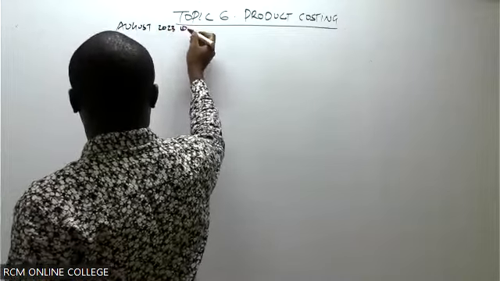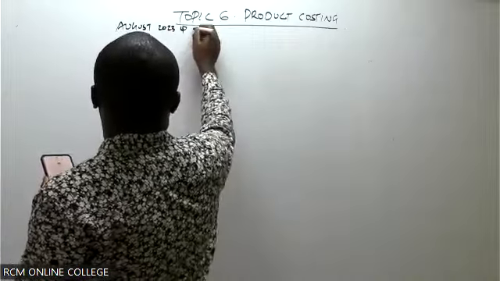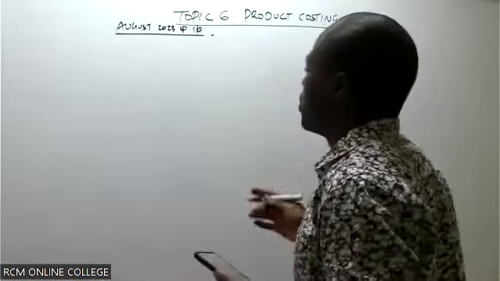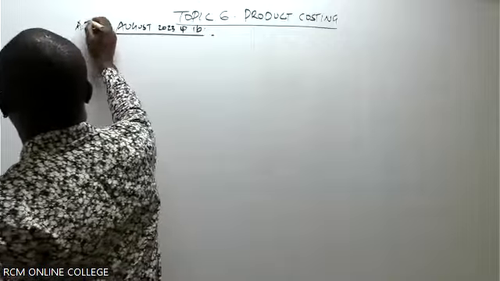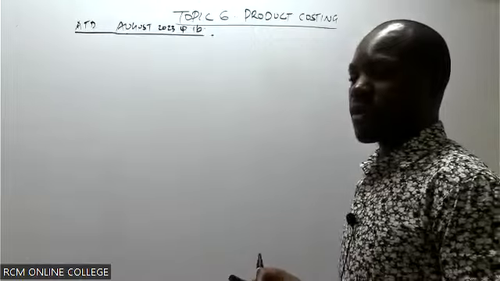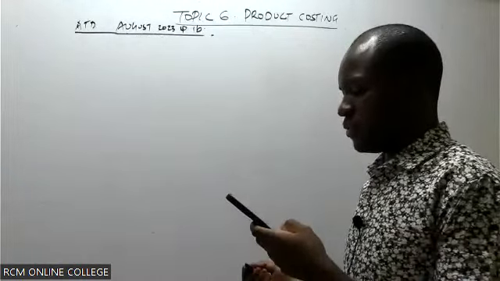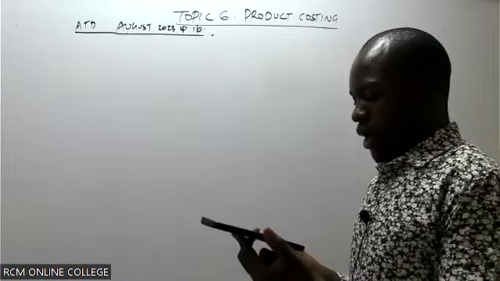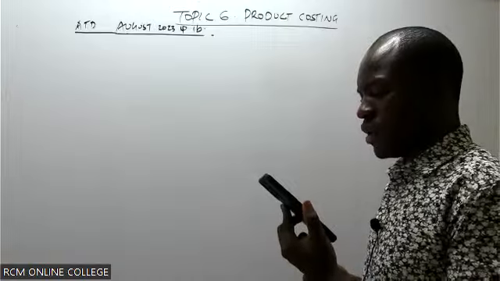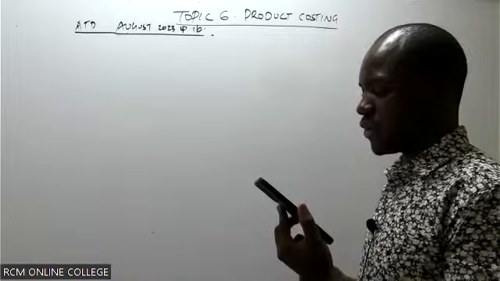Question number 1B. August 2023, ATD. Question number 1B. So tuko hapo. Are we together at that point? List 4 examples of costs that are relevant for decision-making process.